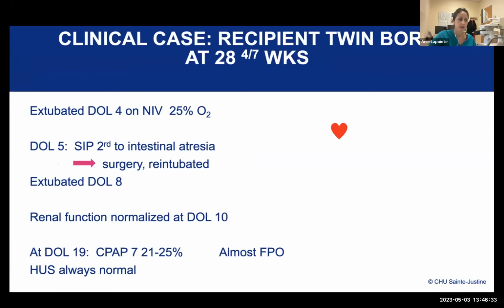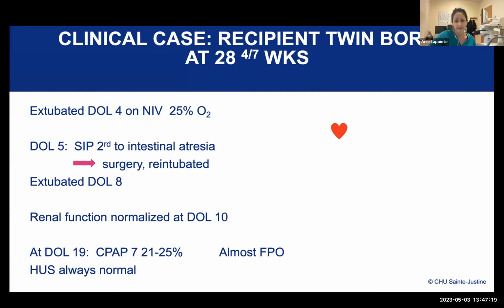This baby was extubated at day of life 4 on non-invasive ventilation and 25% of oxygen. That was great. Unfortunately, at day of life 5, he had a spontaneous intestinal perforation secondary to intestinal atresia. So he needed surgery, he needed to be reintubated, and was then extubated at day of life 8. And the renal function normalized at day of life 10. At day of life 19, this baby was back on CPAP with 21 to 25% of oxygen, almost full PO, and head ultrasound was normal at that time.